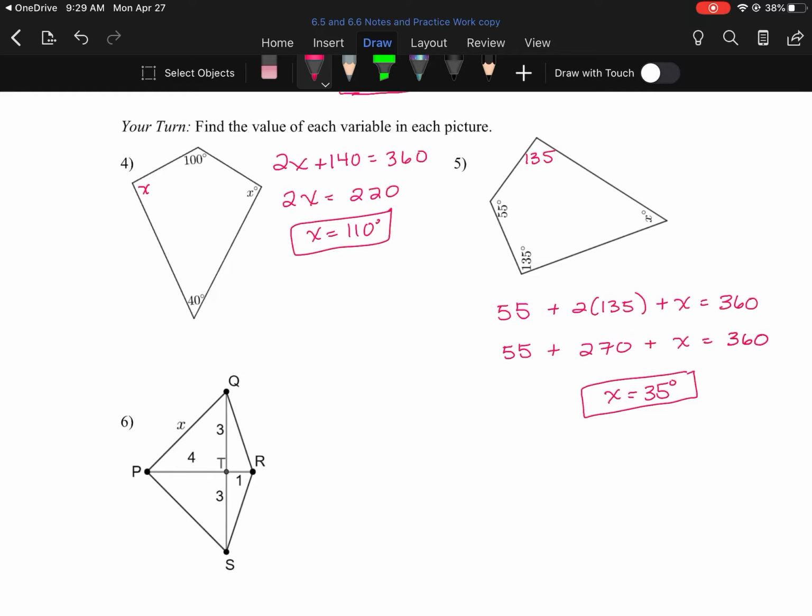All right, this last one's going to take us to think a little bit. So we know that Q to T and T to S, they're the same. P to T is 4. T to R is 1. We have to find X though. So one thing we have to remember is that the diagonals of a kite are perpendicular.